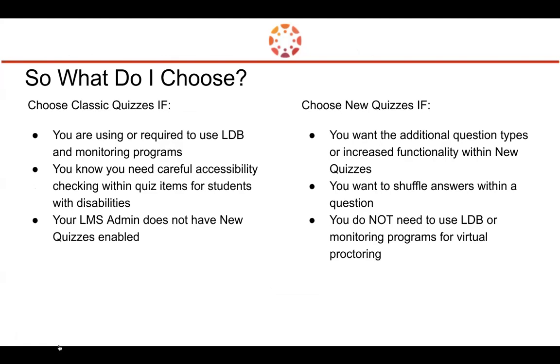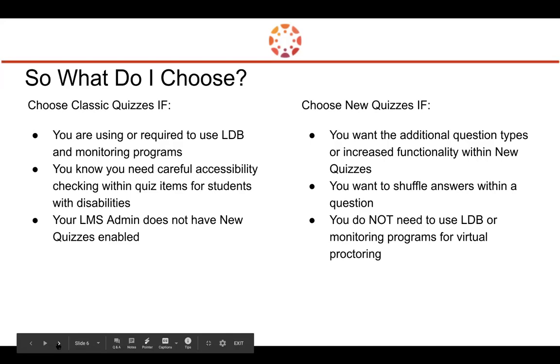So what do you choose? Definitely choose classic quizzes if you are using or required to use Lockdown Browser or monitoring programs. If you know you need to be careful about accessibility checking within quiz items because you have students with disabilities in your course, or if your LMS admin does not have new quizzes enabled because some institutions have not turned that feature on yet. Choose new quizzes if you want the additional question types or the increased functionality. If you want to be able to shuffle answers within a question, or if you do not need to use Lockdown Browser or monitoring programs. So I hope that's clear.